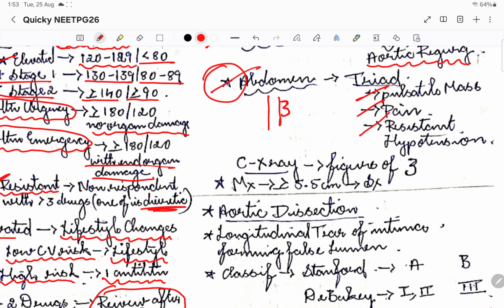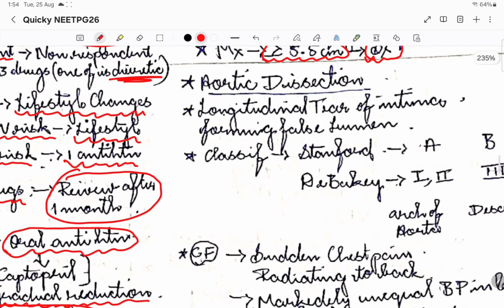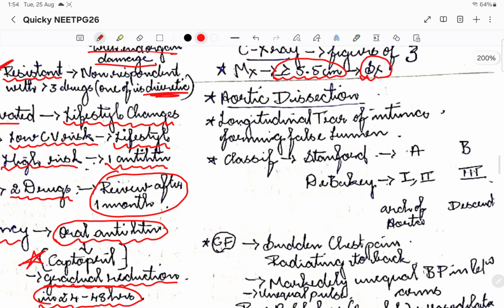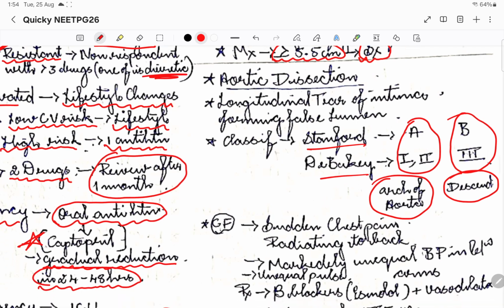Then management, we discussed in general surgery, right? Until 5.5 centimeter we won't be doing anything, we'll be doing observation. After it reaches more than or equal to 5.5 centimeter, that is when we'll do the surgical intervention. Then coming to aortic dissection, I told you, right, 2 types of classification, Stanford and DeBakey. Stanford A and DeBakey 1, 2 are same, whereas B and 3 are same. Here it is the aortic arch that is involved. Here it is the descending aorta that is involved.